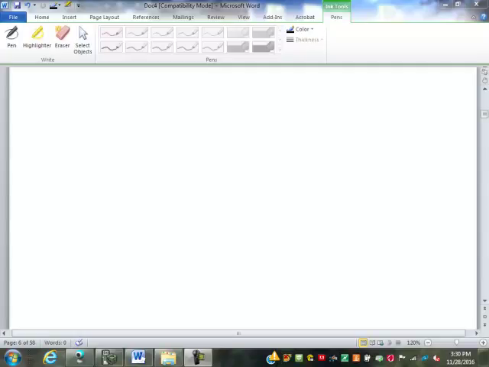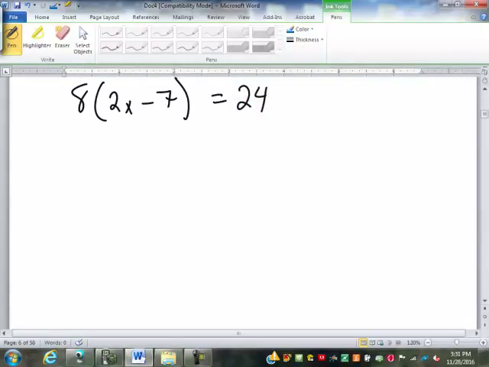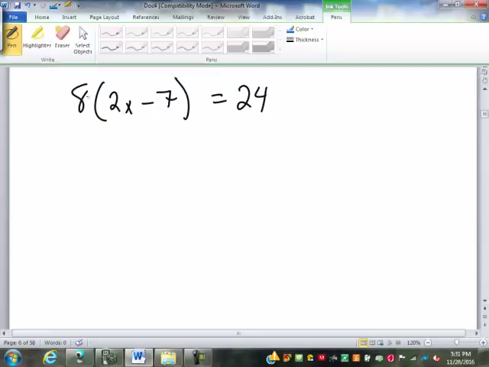Okay, so the next step will be to run into something like this. Now, of course, when you look at that, what sticks out is that parentheses again. And it always screams to do something here first. So there's nothing to do inside of it. So we're going to multiply by the 8.